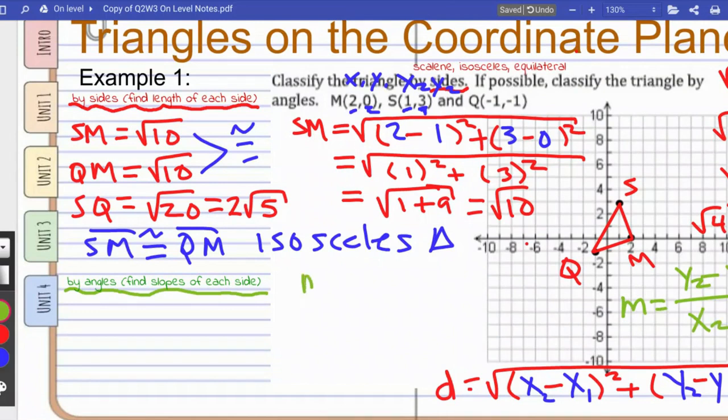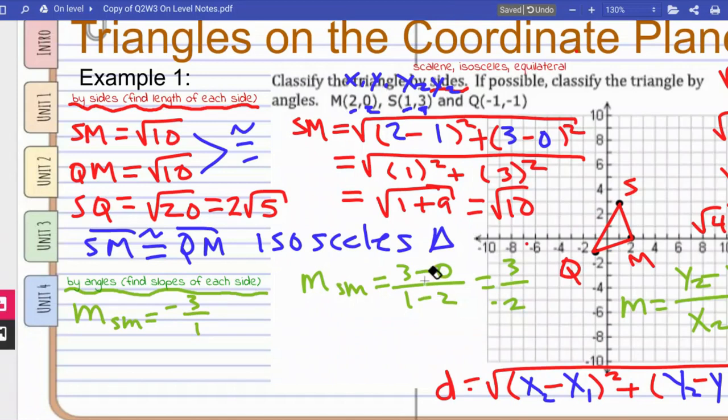So, the slope formula, if we want to use it, is y2 minus y1 over x2 minus x1. So if I want to find the slope of SM, y2 minus y1, so that's 3 minus 0 on top, x2 minus x1, on the bottom we get 1 minus 2, which actually becomes negative 2. So what happens is the slope from S to M is negative 3 over 1.